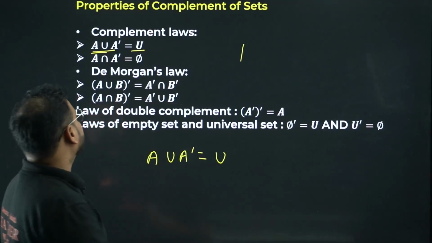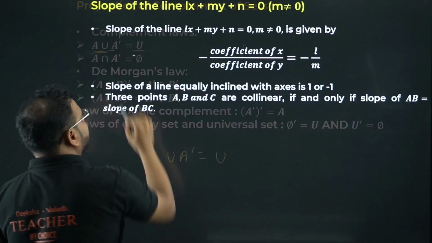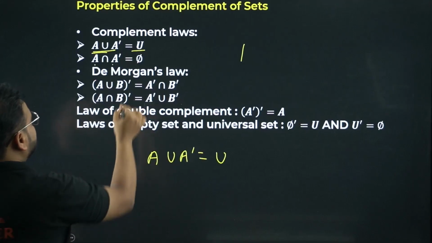Intersection of A and A dash will be the null set. Nothing is common in this case.